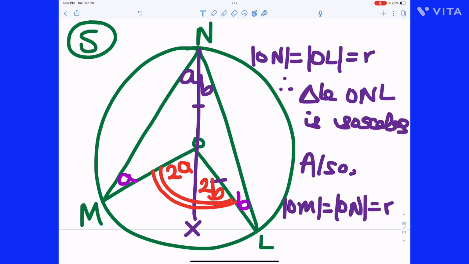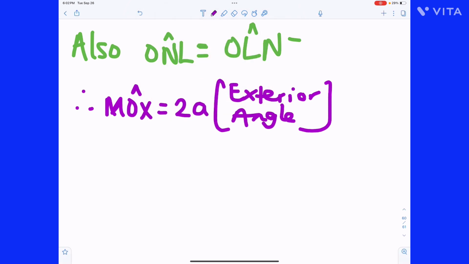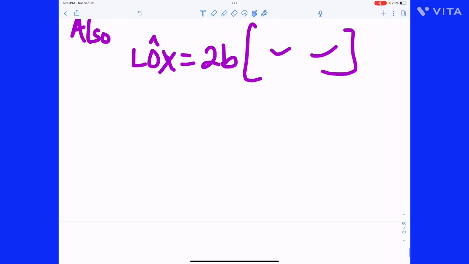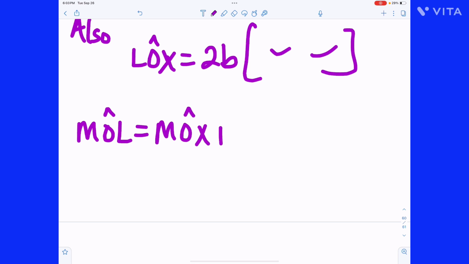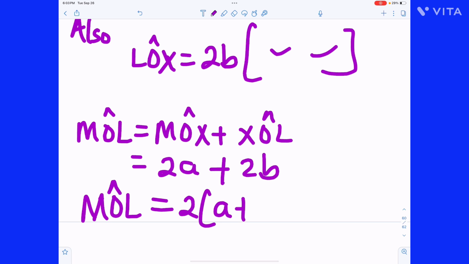So I can also say that angle LOX is equal to 2B. Same reason. So MOL is equal to MOX plus XOL, or LOX, however you say it. So MOL is 2A plus 2B. That means angle MOL is equal to 2 open bracket A plus B.